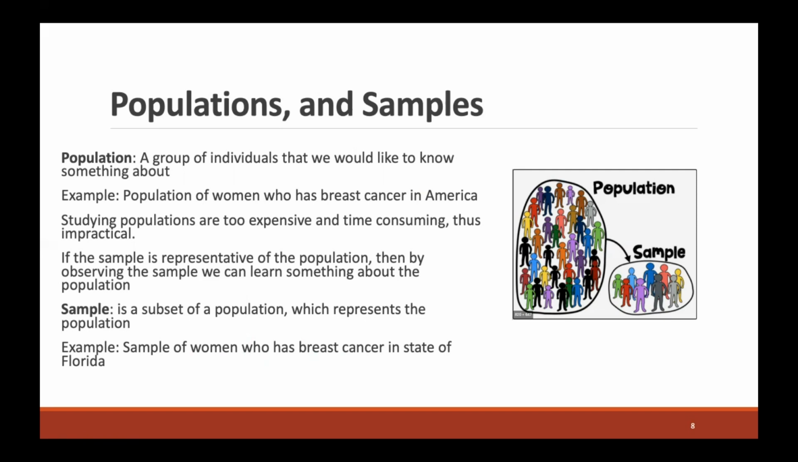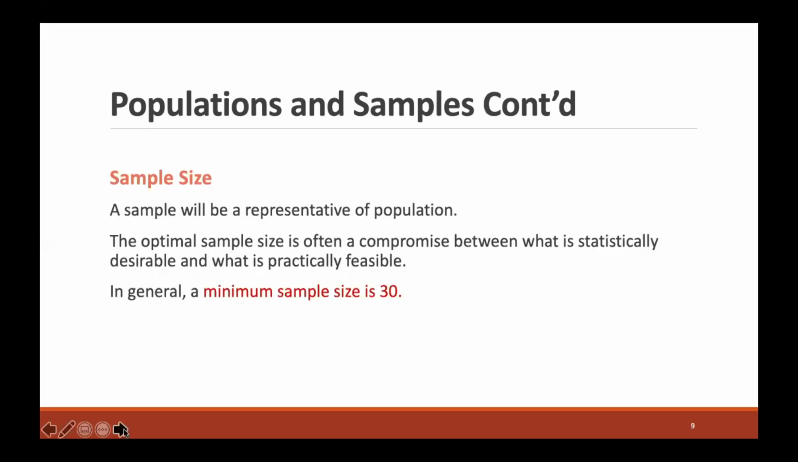For example, a sample of women who have breast cancer in the state of Florida. The patients who have breast cancer in the state of Florida will represent the total population of women who have breast cancer in America. So the sample is very important because it has the characteristics and qualities of the population. So we need to get our sample size correct.